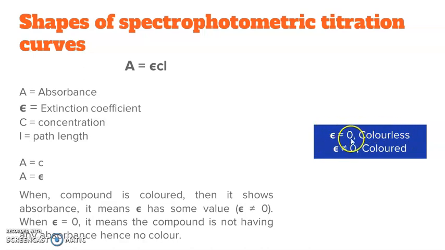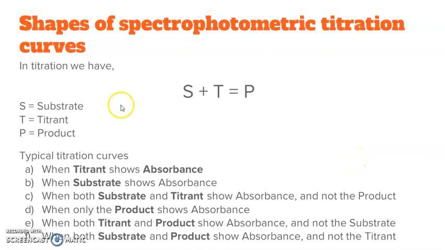When epsilon is equal to 0, the sample is colorless, and when the sample has some absorbance, as I mentioned here, it has some value for this epsilon. So when there is an epsilon value which is not equal to 0, then the sample is colored. With that understanding, I will go back to the same equation where we had the substrate which was titrated with a standard titrant of known concentration in order to result in a product. So what are the different types of curves that may result out of this standard titration?